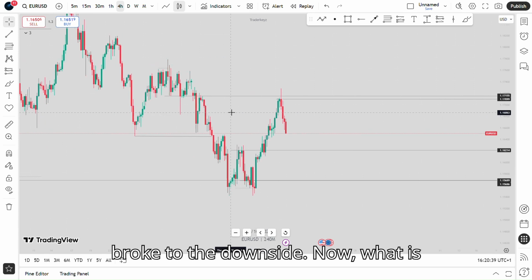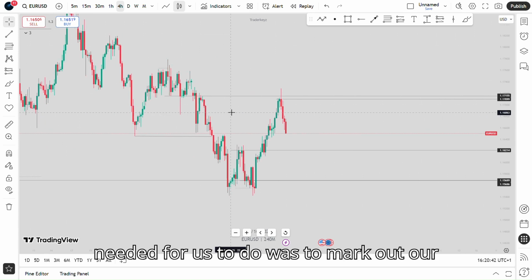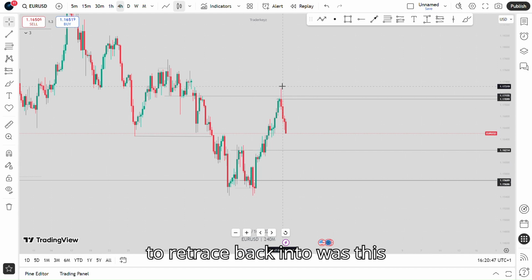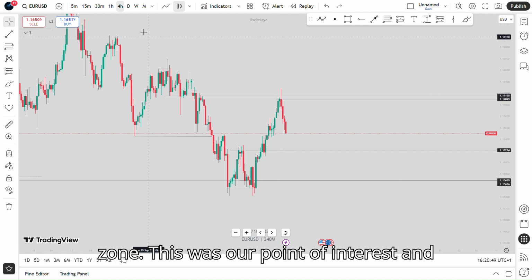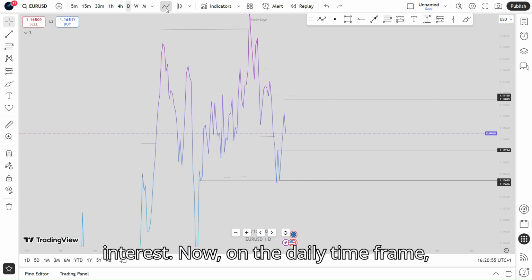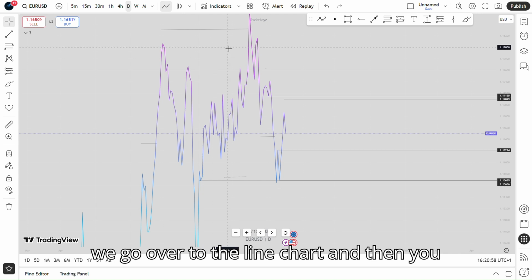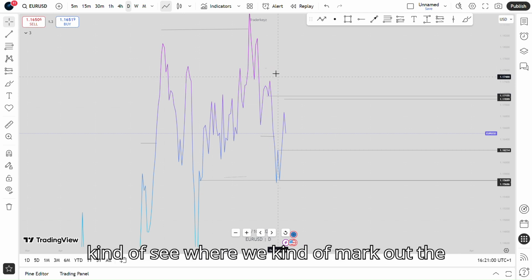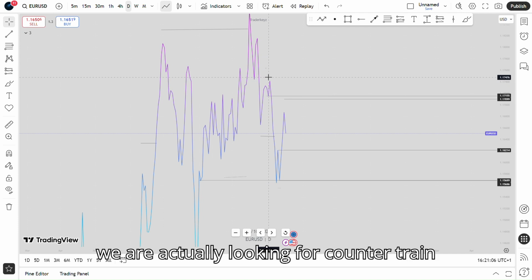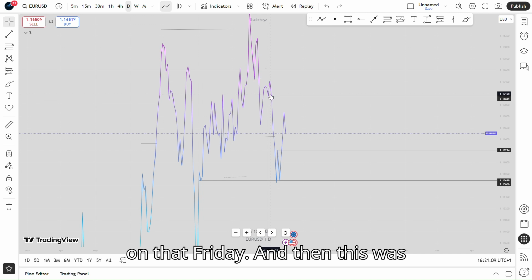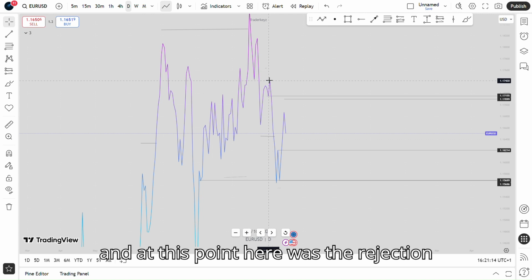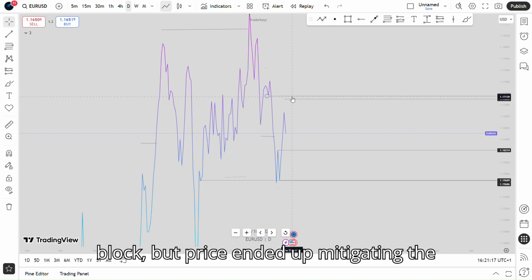Now what was needed for us to do was to mark out our point of interest. Where we want price to retrace back into was this zone. This was our point of interest, and this was how we marked it. Now on the daily time frame, we go over to the line chart, and then you see where we mark out the strong highs, because we're actually looking for counter trend on that Friday. And then this was our order block that was being spotted, and at this point here was the rejection block, but price ended up mitigating the order block.